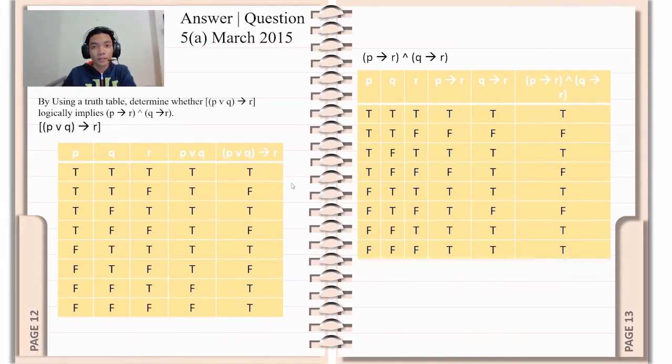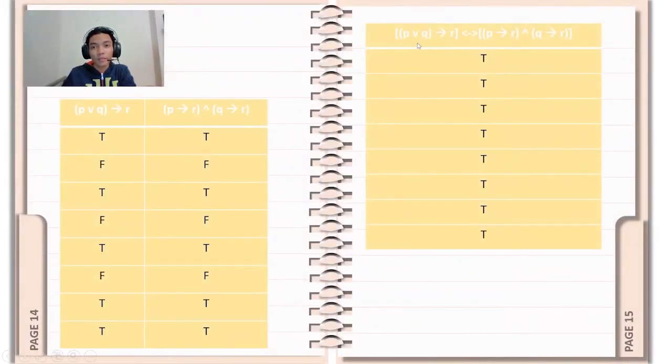On to the next part. Since we need to know whether (P ∨ Q) → R logically implies, which can also be taken to mean the biconditional, (P → R) ∧ (Q → R). For biconditional, the truth value will only be true if both of the statements have the same truth value. It's whether both of the statements are true or both are false.